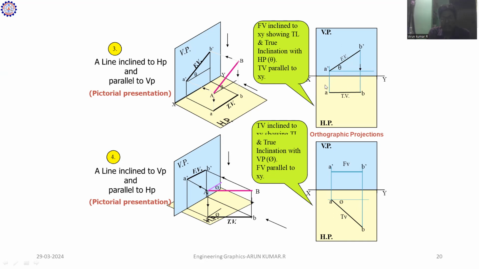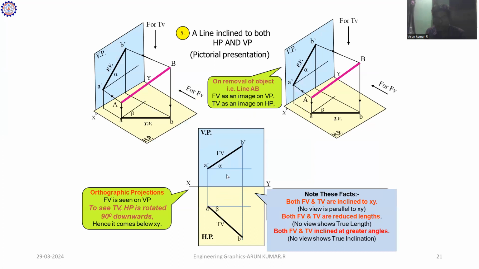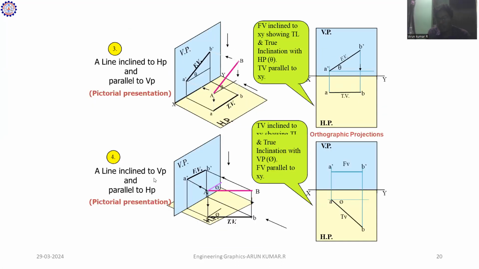After constructing these conditions, we move to the next condition. What is the condition here? The line is inclined to VP and parallel to HP. That is the condition for the next case. How to draw this? It's an inverted form of the previous case. The inverted form of the previous case means the line is inclined to HP and parallel to VP. That is a similar case to this.